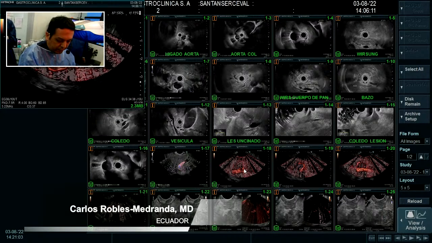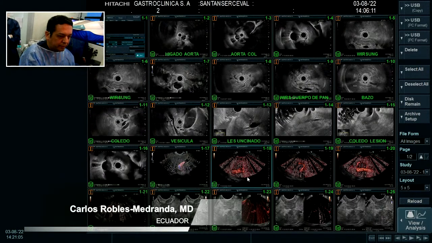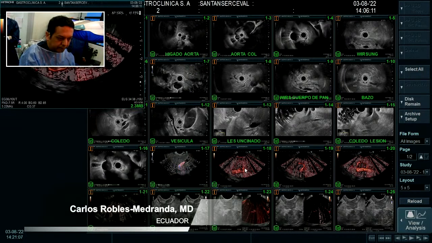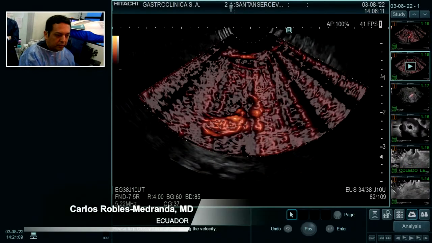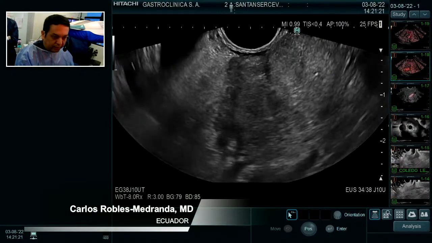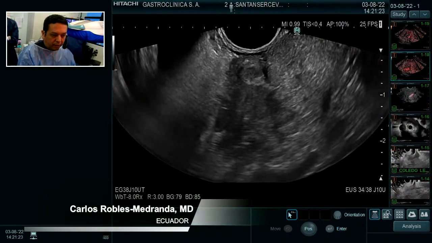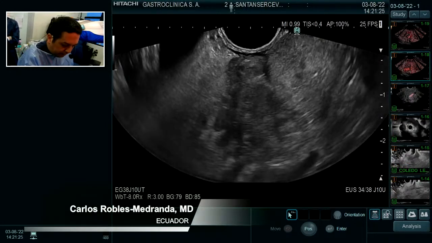This is an image that I took from the kidney. You can see the microvascularization without using contrast. So now we can evaluate also with this technology. And what I want to show you is the DFI technology.